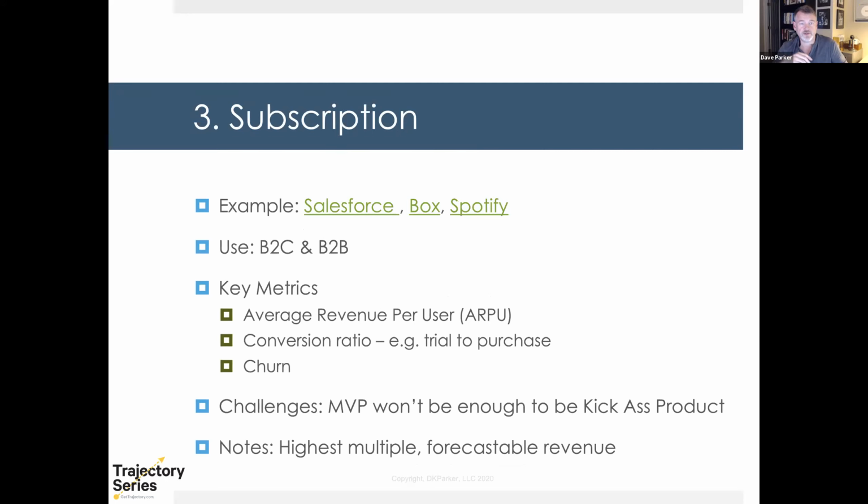We talked a little bit about subscriptions. Subscriptions are predominantly the most successful revenue models as it relates to software today.